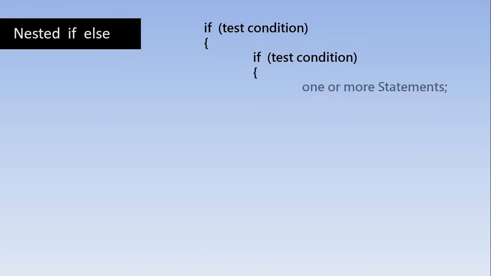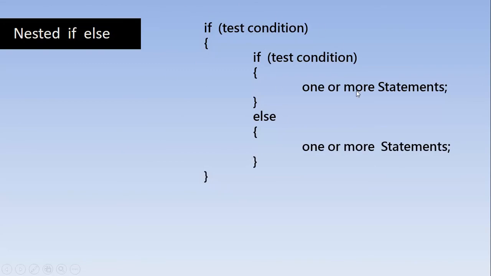Now look at the nested if else. It is the same as nested if. Here we are nesting if and else both inside the if else. So first we check for the if condition, then again we get into the if condition and again check for another if that is evaluated to true. We execute one or more statements, otherwise a default set of statements. So this is a complete if else structure placed inside one if structure.